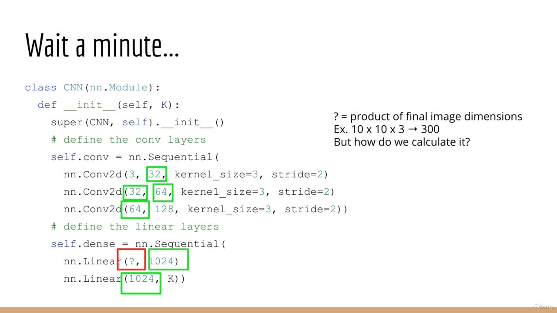But in the case of convolution, how do we calculate the size of the first linear layer's input? The answer is we'll have to manually calculate the size of the image as it passes through each convolution. Then, when we flatten the final image, the feature vector dimensionality will simply be the product of each of the dimensions of the image. For example, 10 by 10 by 3 would become 300.